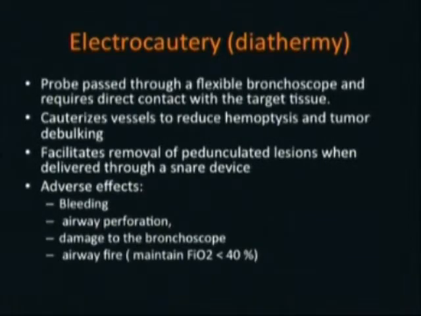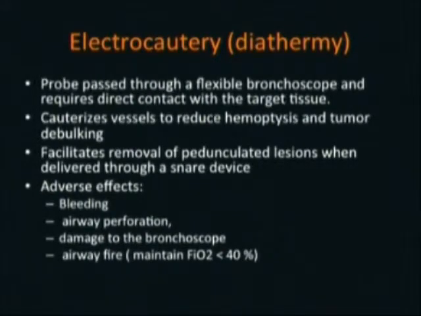Electrocautery or diathermy. Probes are passed through the flexible bronchoscope and require direct contact with the target tissue. So this is a contact therapy, while Nd:YAG laser is a non-contact therapy. You can cauterize the vessels to reduce hemoptysis, or you can do tumor debulking. It facilitates removal of pedunculated lesion when delivered through a snare. I will show you the picture later.